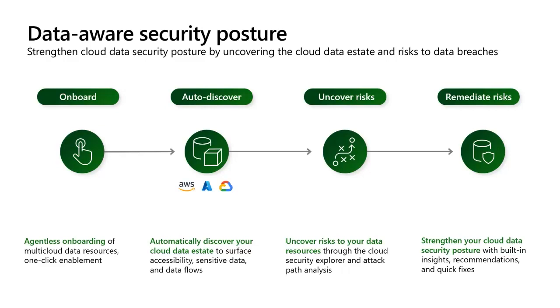So data security posture automatically discovers sensitive data stored across your data resources, such as personally identifiable information, financial data or credentials. After discovering resources with sensitive data, you can explore the risk to sensitive data through attack path analysis or through Cloud Security Explorer. Currently, Azure storage accounts and AWS S3 buckets are supported for this feature.